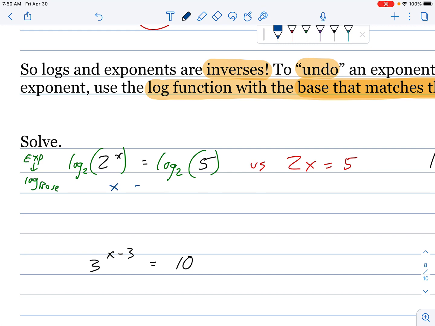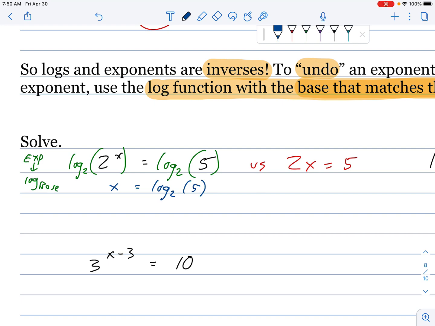X is equal to, now what about this mess? 2 to what power gives me 5? Well, not 2. It's like 2 and a little bit. I don't know what that is. It's not a nice number. It's going to be some weird decimal. But that's okay. We can just leave it.